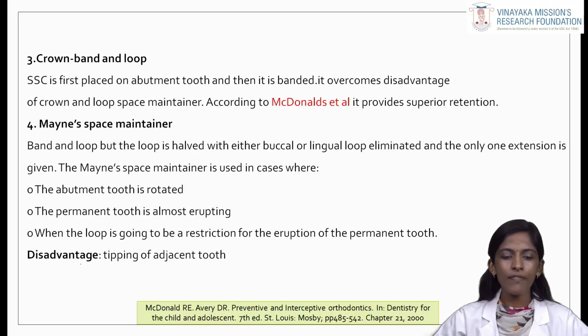Here a stainless steel crown is first placed on the abutment tooth and then it is banded. It overcomes disadvantages of crown and loop space maintainer. According to McDonald et al., it provides superior retention. Next modification is Maney space maintainer.